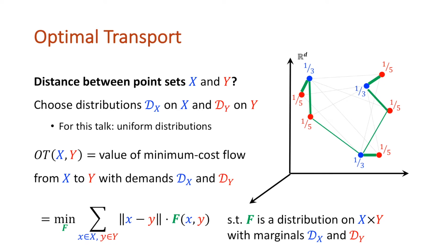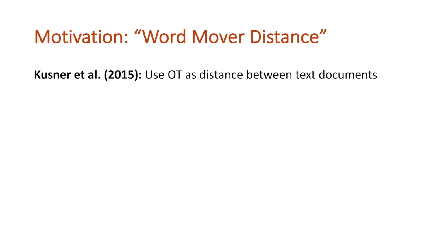It is a very popular notion of distance between sets of points and between distributions, and it has many applications in machine learning and data analysis. Let's see one motivating application, for example. This is a notion called Word Mover's Distance due to Kusner et al., and they suggested using optimal transport as a measure of semantic similarity between text documents.